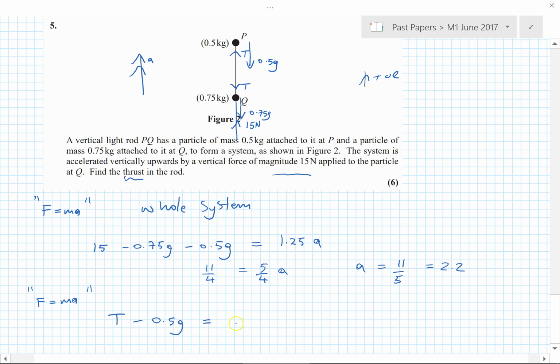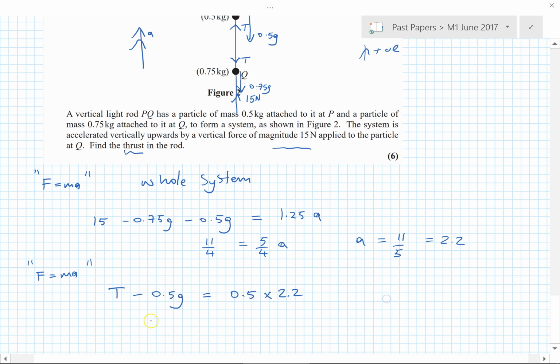the mass times acceleration. Now this is 0.5 times 2.2, so that gives me T is equal to 0.5 times 2.2 plus 0.5 times 9.8, which is equal to 0.5 times these two added together, which is 12. So that's equal to 6 newtons. Okay, not too bad. The question is a little bit unusual because of the thrust and something moving vertically, but pretty easy once you get your head around it. Okay, let's have a look at the next question.